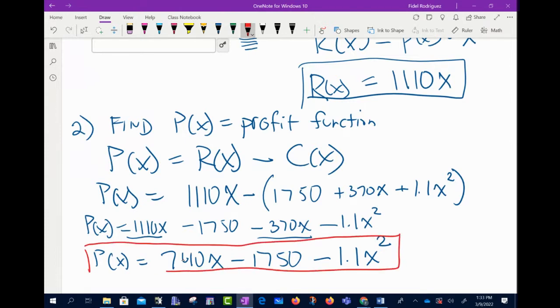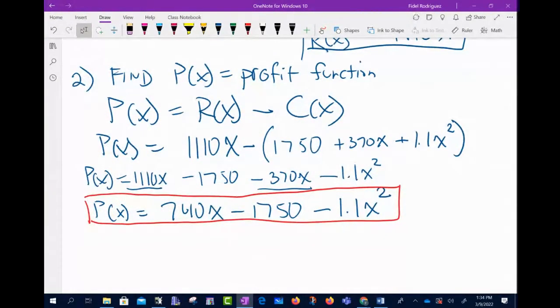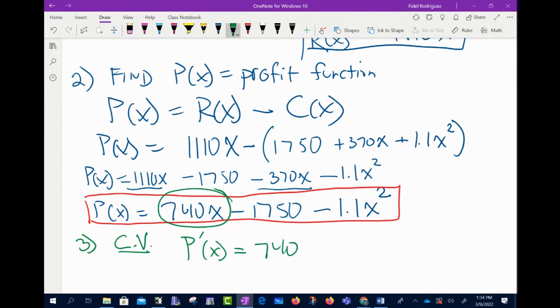This is the function that we are looking to maximize. So take a look, you guys. I'm going to find my critical values now. That's going to be my step number three. Let's find our critical values. Remember, the way we find the critical values is we take the derivative of our profit function and set it equal to 0. So the derivative of 740x would just be 740. The derivative of 1750 is 0, so I'm not going to worry about it.